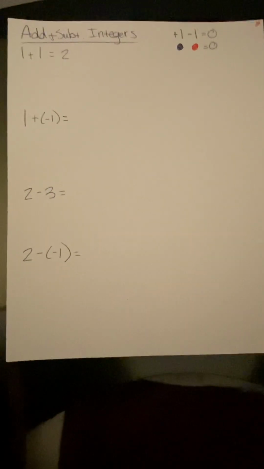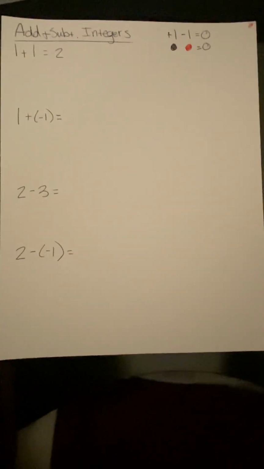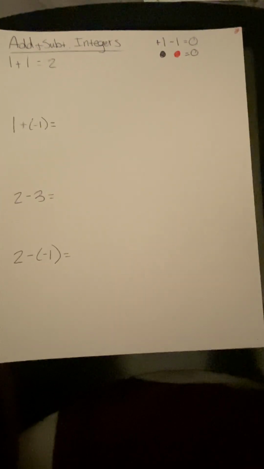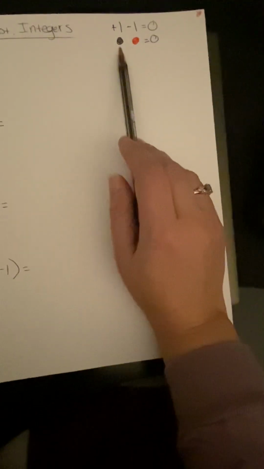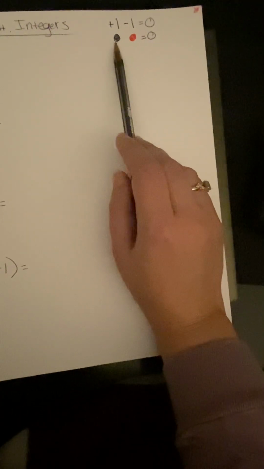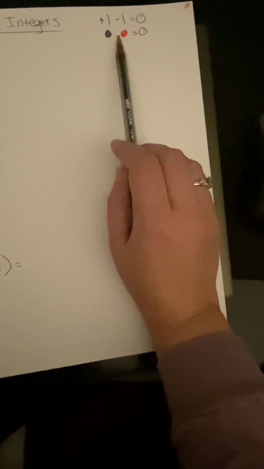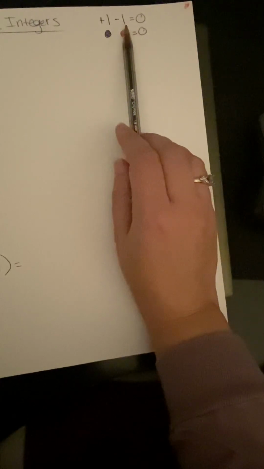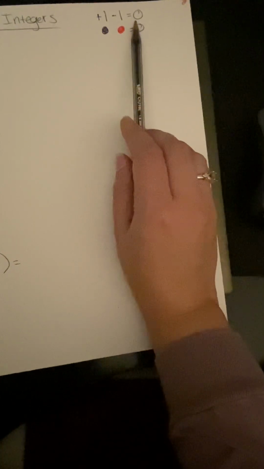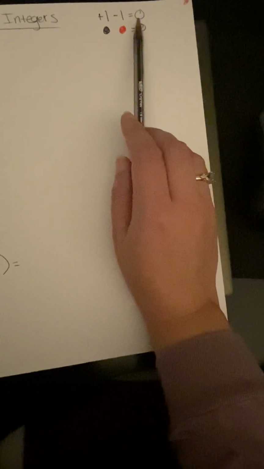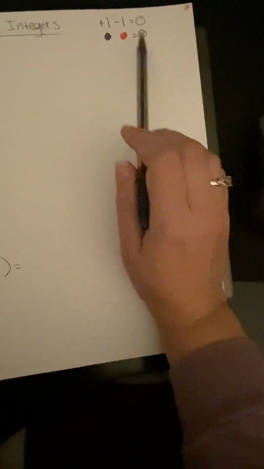Okay, here is a short video on adding and subtracting integers using integer chips. So if we assign +1 with the black circle and -1 with the red circle, these are what we call zero pairs because 1 minus 1 is equal to 0. And you can add 0 to a number and it not change the value. You can subtract 0 from a number and it not change the value.